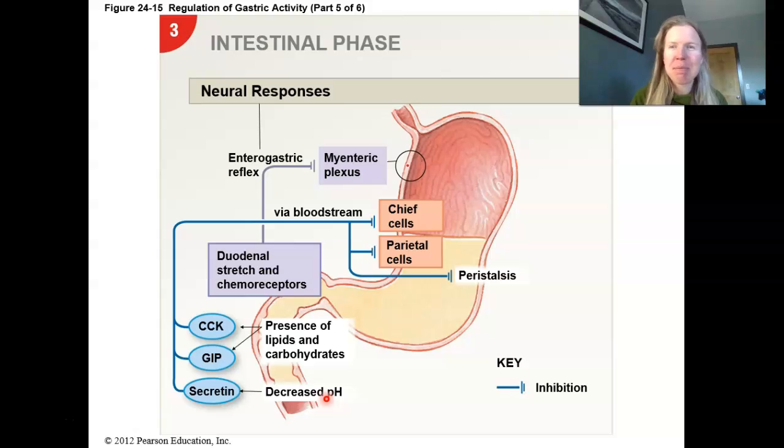So, okay, there's the stomach. We'll see you in a few for the small intestine.